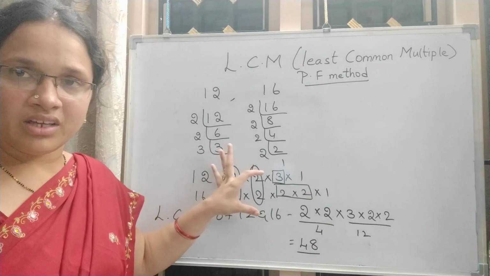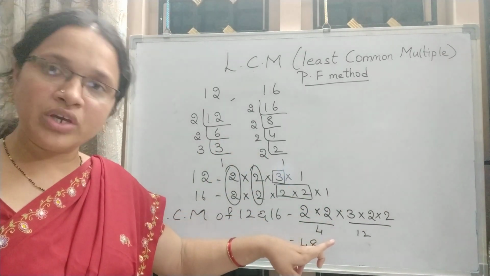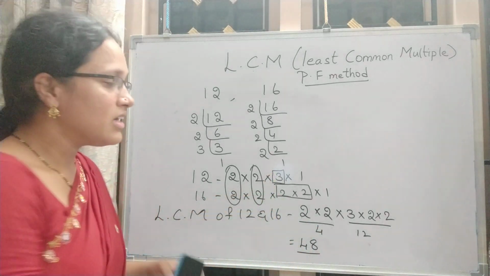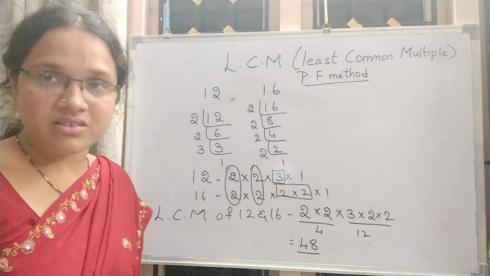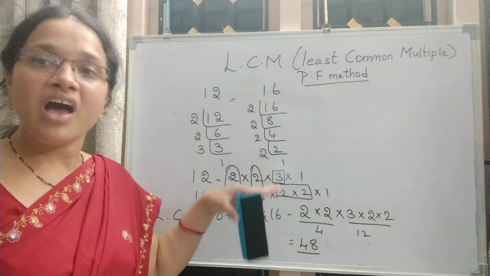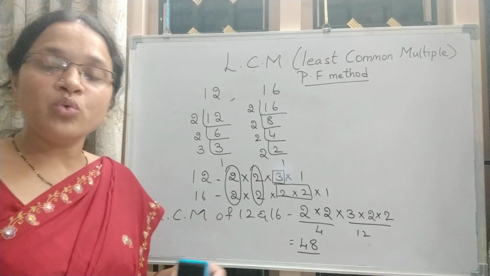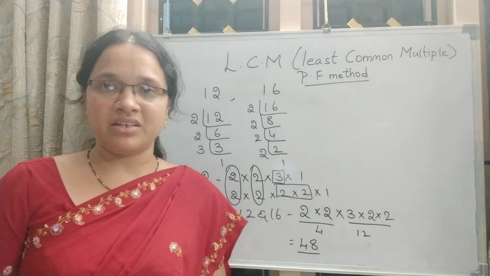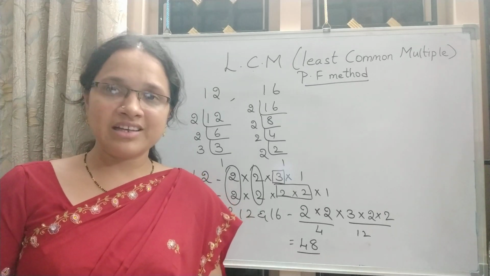One is the common thing, which is called the HCF. And the second thing is the remaining numbers which are present, which you need to include. If these numbers are repeated in both the numbers, you will take the maximum number of times it is repeated. Okay, is that clear, children?